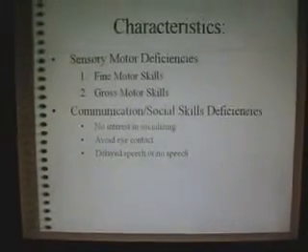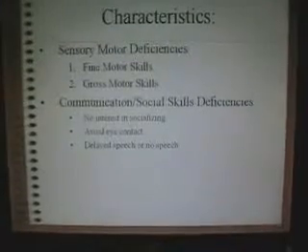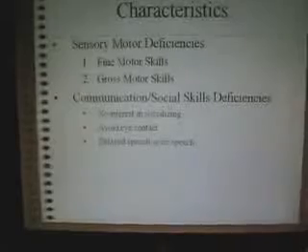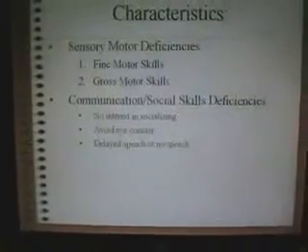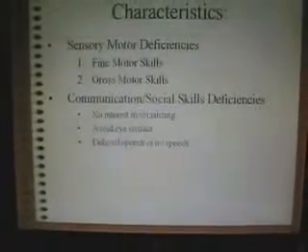Another characteristic of autism is communication and social skills deficiencies. Some of the children may or may not exhibit no interest in socializing. They may avoid eye contact, or they may have delayed speech or no speech at all.